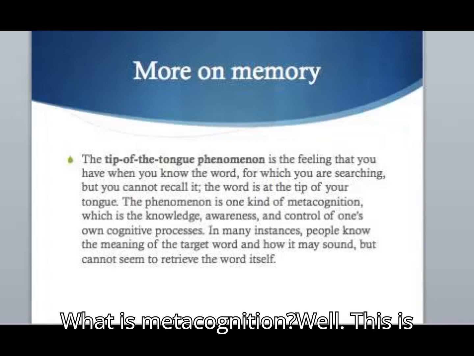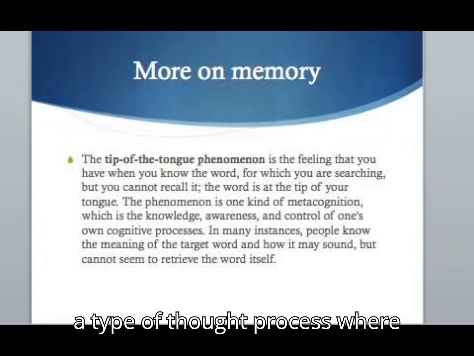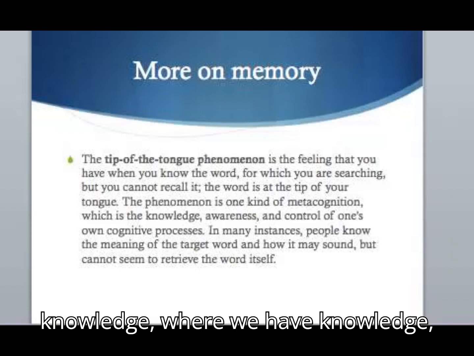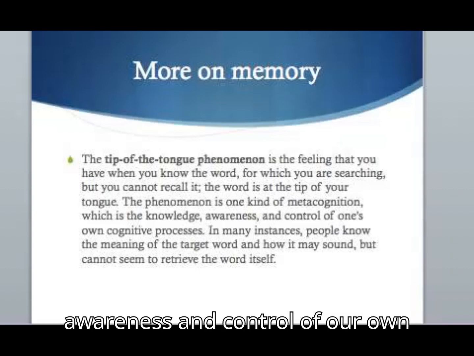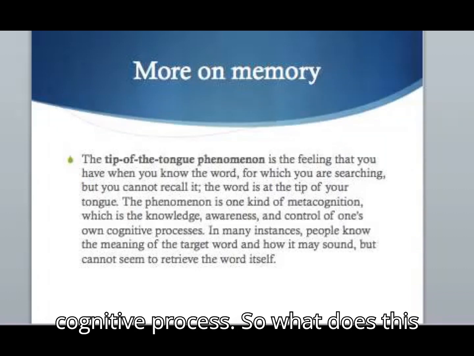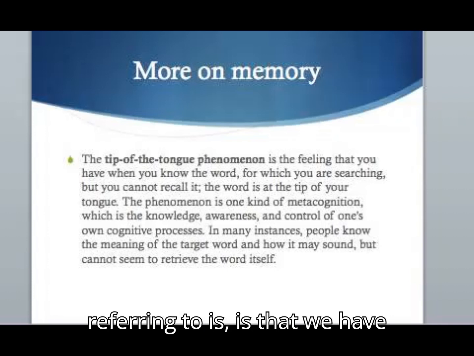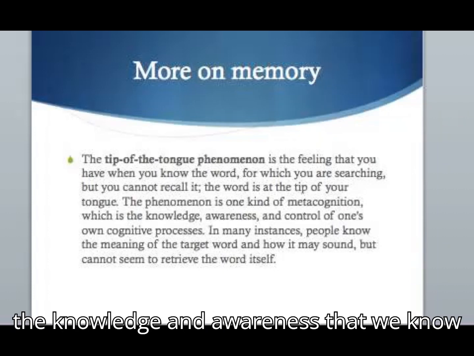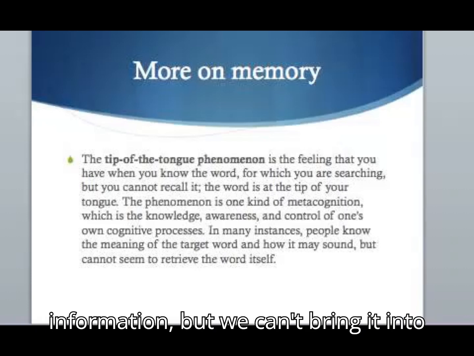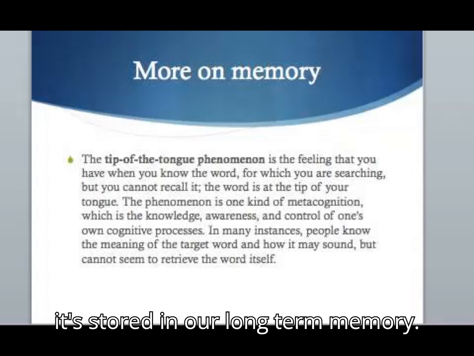What is metacognition? Well, this is a type of thought process where we have knowledge, awareness, and control of our own cognitive process. So what does this mean? Essentially, we have the knowledge and awareness that we know information, but we can't bring it into our conscious awareness. We know that it's stored in our long-term memory.